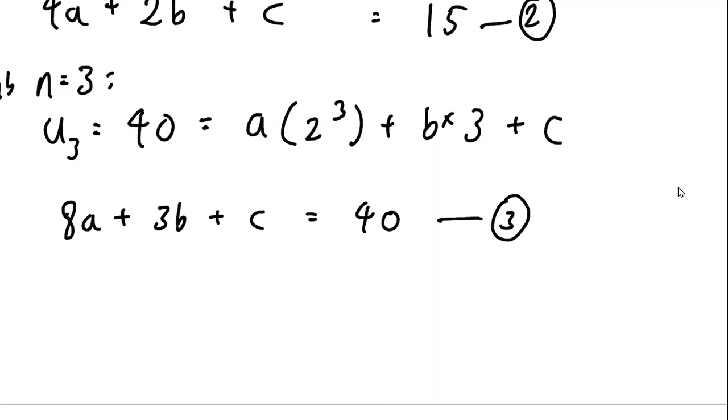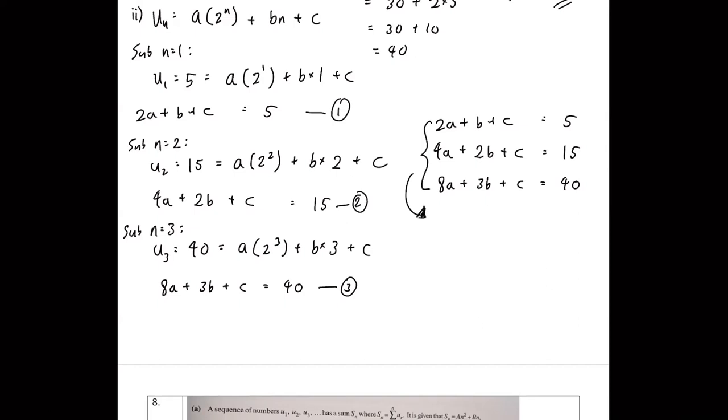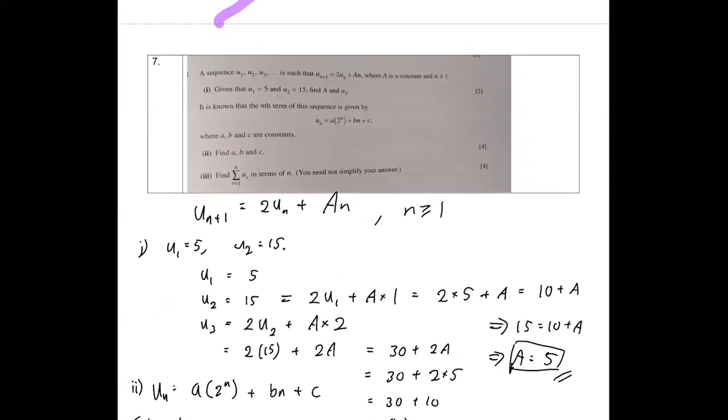That's your equation 3. To make things look neater, I'm going to combine them all together side by side. So equation 1, equation 2, and finally equation 3. Put them all side by side, just to make it look a little bit neater, so it's easier to key in the calculator. So typing in the calculator, what do you eventually get? 15 over 2, minus 5 and minus 5. Sorry, not z, should be c. Okay, then that's part 2 done.